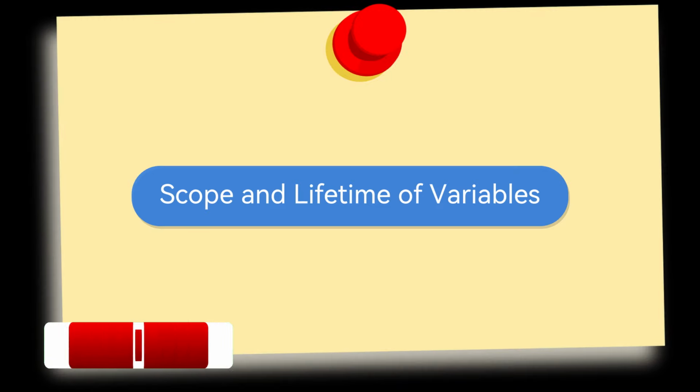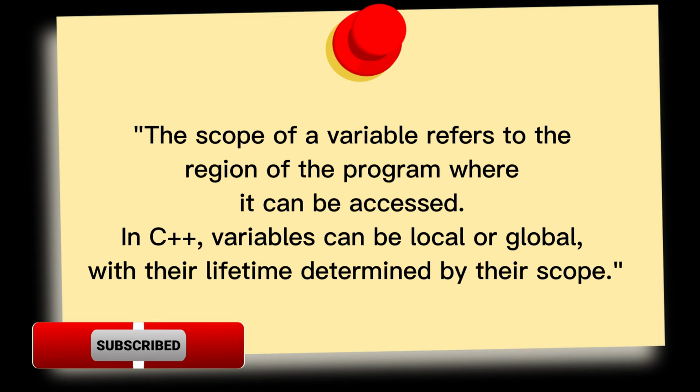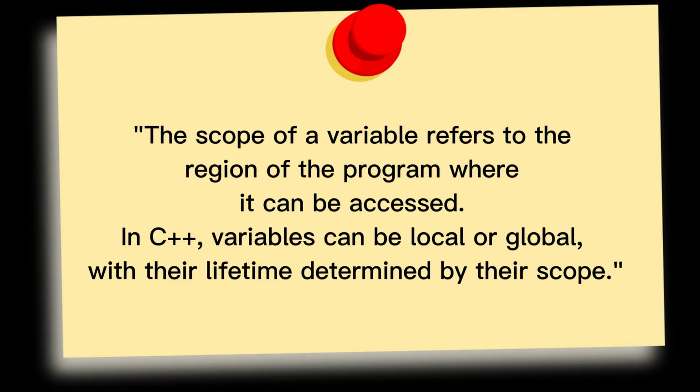Scope and lifetime of variables. The scope of a variable refers to the region of the program where it can be accessed. In C++, variables can be local or global, with their lifetime determined by their scope.